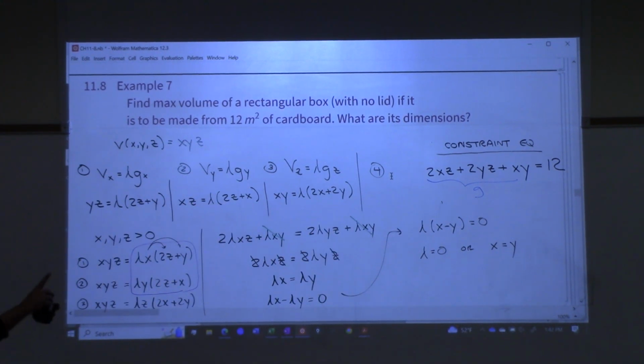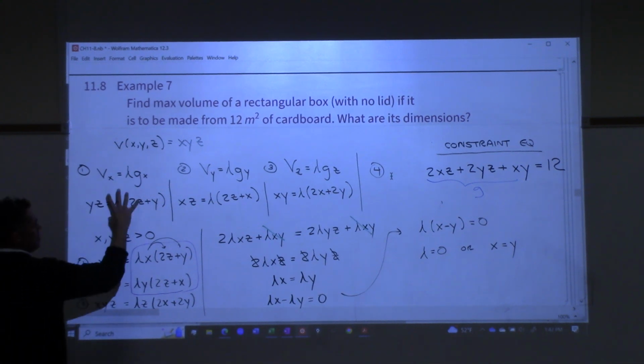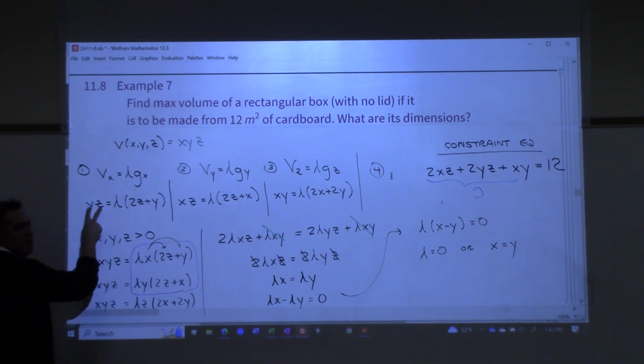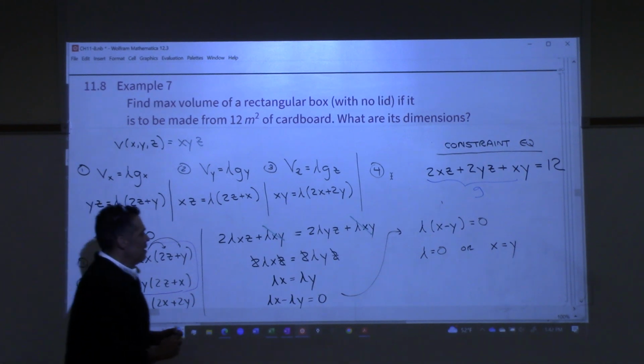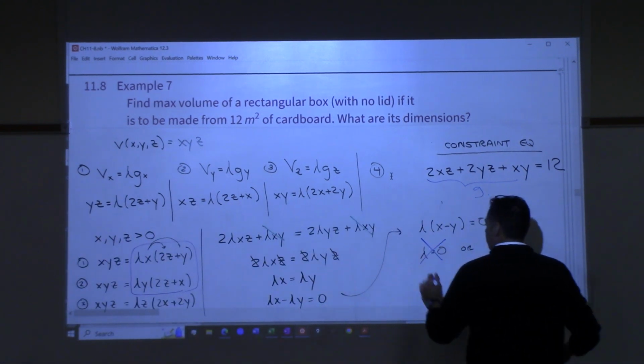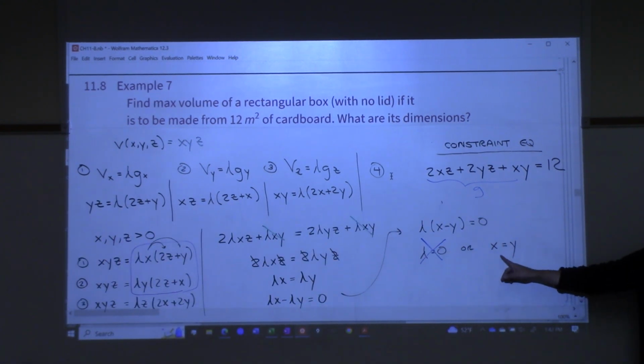Let's look at lambda equals 0 first. Can lambda be 0? No. Why? If lambda is 0, that's 0, and then those two multiplied together would have to be 0, which means one of them would have to be 0. But I already said none of them are 0, right? So this is not even possible, which means x has to be y. That's looking pretty good, right?